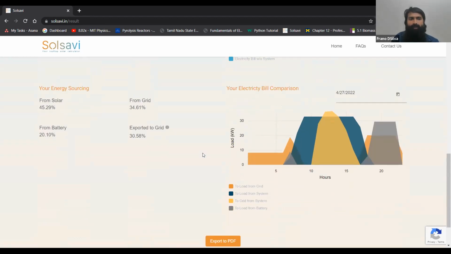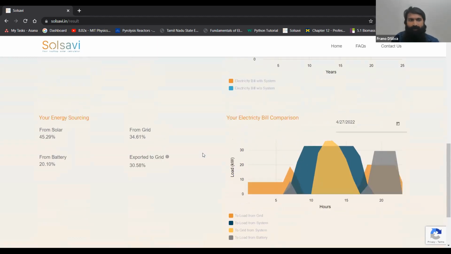For the final section in the detailed results page, we can see on the right how our consumption profile has been sourced from the solar system or the grid. In this case, 45% of the load has been satisfied from the solar installation. That is, 45% of the load is covered by the solar energy system, and 35% of the load is covered from the grid.